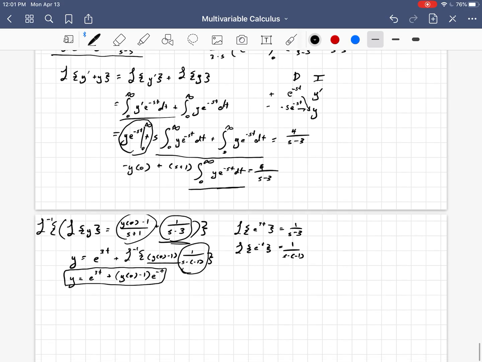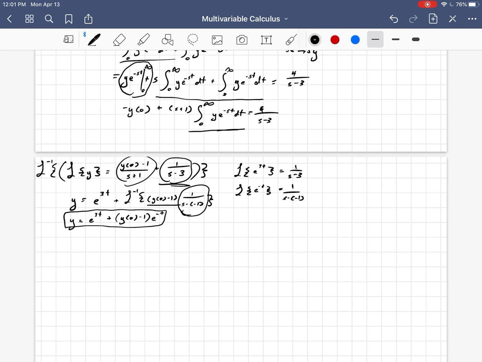So summing it up briefly, to solve using Laplace transforms, we take the Laplace transform of both sides of our differential equation. We solve for the Laplace transform of y, or in other words, this integral right here, and then we undo that Laplace transform and we will get our solution y.